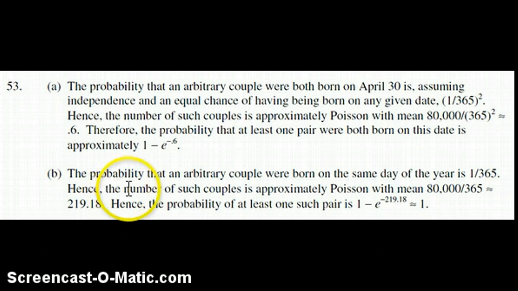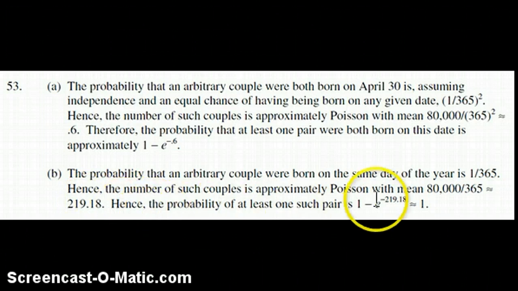So when we figure out the lambda of this Poisson, and again, 1 over 365 is still well below the cutoff for what we would say is a low probability. In other words, we can still use the Poisson. This time our mean is going to be a lot higher because we're only going to divide by 365 instead of 365 squared. So instead of 0.6 for our lambda, we're going to get 219.